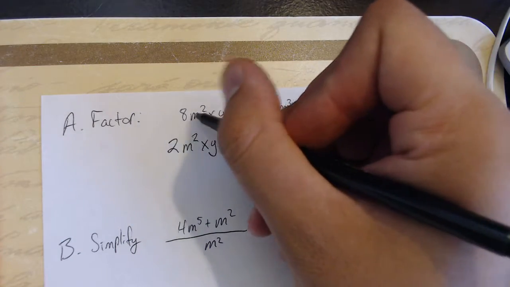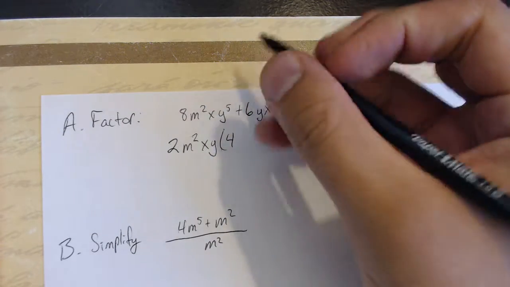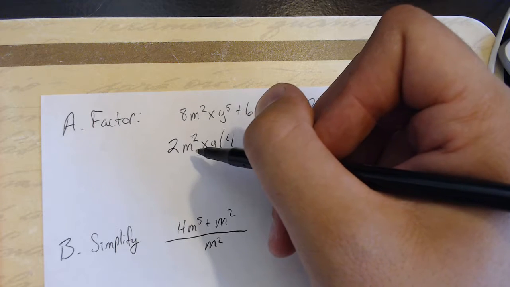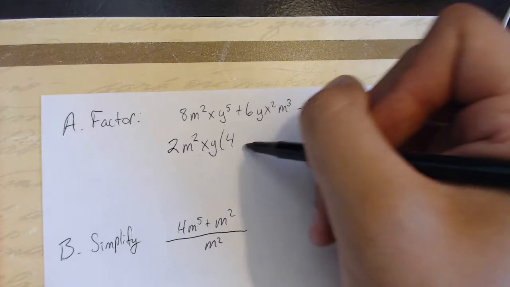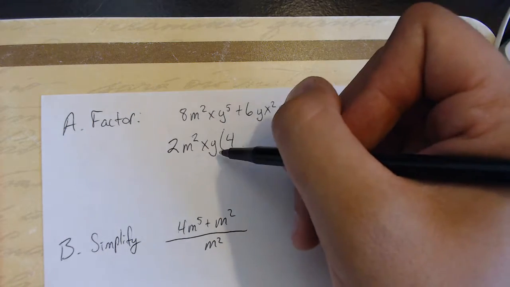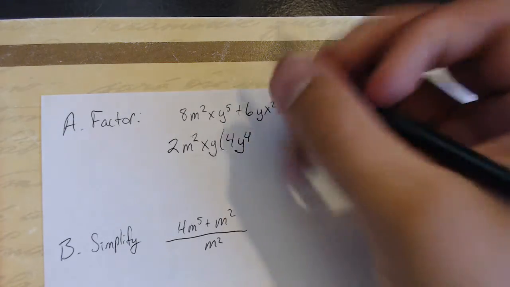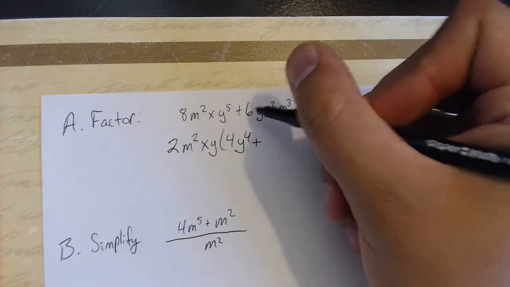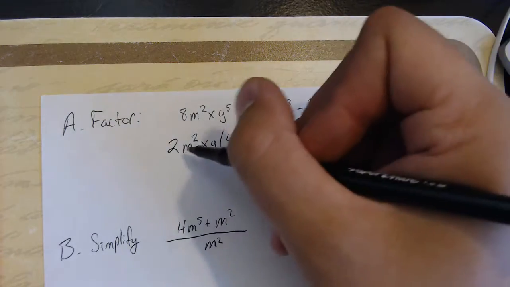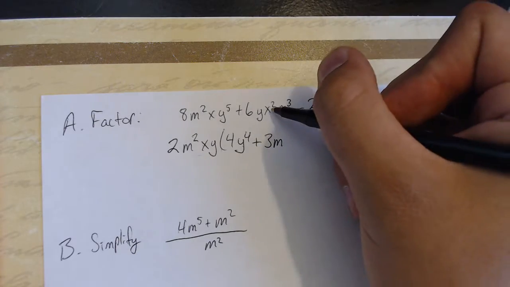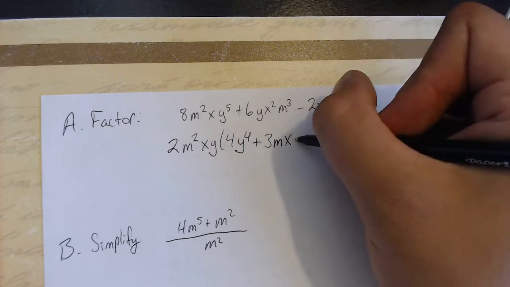So if I were to divide the first term by this, if I took 8 and divided by 2, I would get 4 left over. If I took m squared divided by m squared, I would have 1 left over. x divided by x would be 1 left over. So no m, no x. y to the 5th divided by y, I'm left with y to the 4th. And so I'm done with the first term. Now I put the plus sign, and I go to the next term. 6 divided by 2 gives me 3. m cubed divided by m squared gives me m. x squared divided by x to the 1, I still have an x. And then y divided by y is 1, so there's no y there.